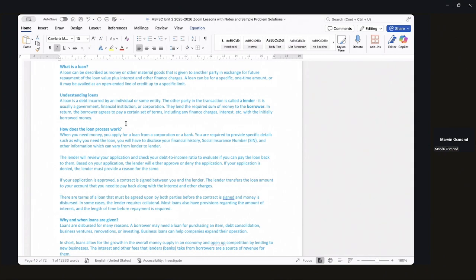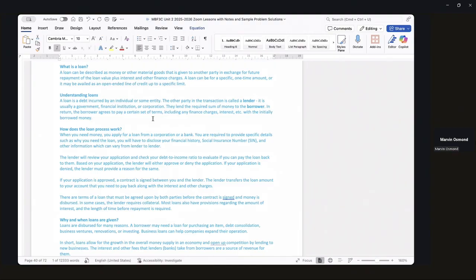So loan is debt. Debt is money that you owe. Okay, so you have to keep that in mind, and you do not want a lot of debt. So it's usually an individual or sometimes an entity, which could be a business. So if you have a small business or a large business and you borrow money, that would be considered debt.